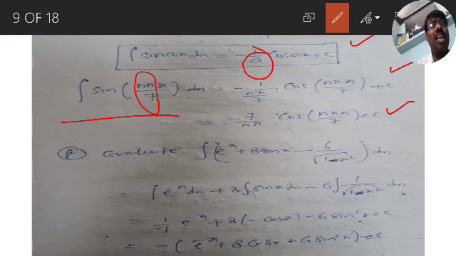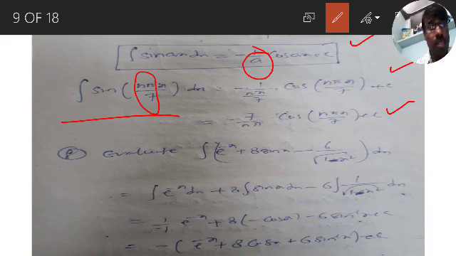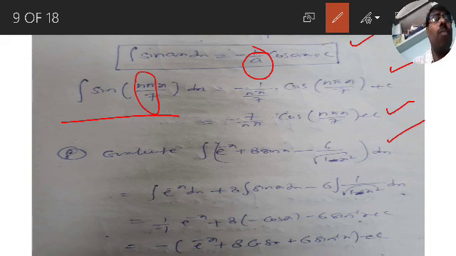Instead of a, we are having n pi by 7, that is 1 by n pi by 7. Reversed, you will get 7 by n pi. That's it. Very easy. By looking at the formula, you can write directly the integration of e power of minus x plus 8 sin x minus 6 by square root of 1 minus x square into dx.